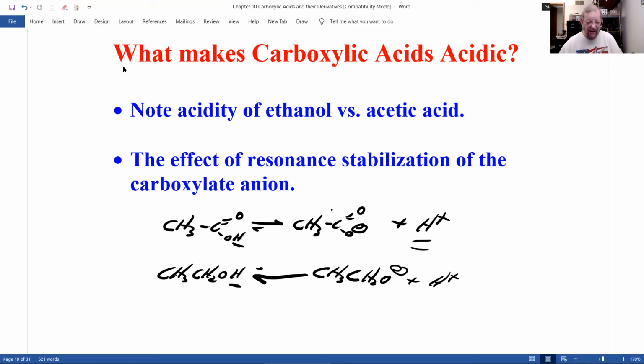Because I can draw a resonance structure by moving the electrons here to here, but I still want to draw this form. And as you learned in benzene and with ketones and aldehydes, the more resonance forms you can draw, the more stable something is. So this carboxylate anion is more stable than this alkoxide anion because I can draw resonance forms for it that make it more stable. Therefore, it's more likely to want to go there. And that's why carboxylic acids are acids and ethanol is not.